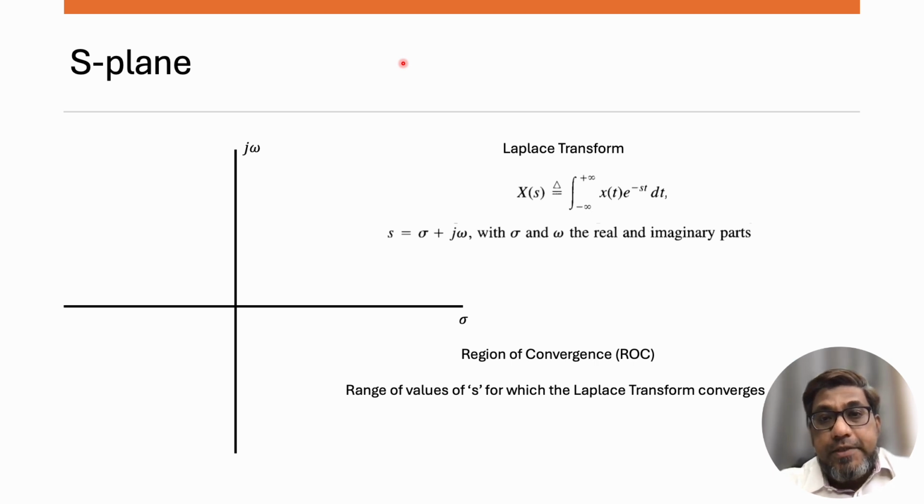So the complete representation of the Laplace transform should include the algebraic expression for this integral, X of s, along with the region of convergence. If we specify only the expression for X of s, it is incomplete. We need to specify, along with X of s, the region of convergence for X of s as well.